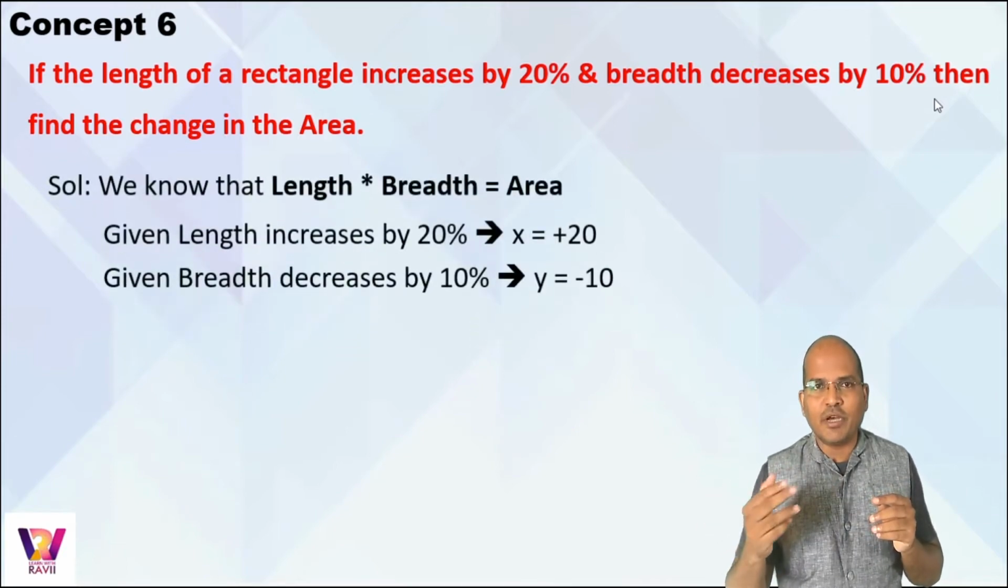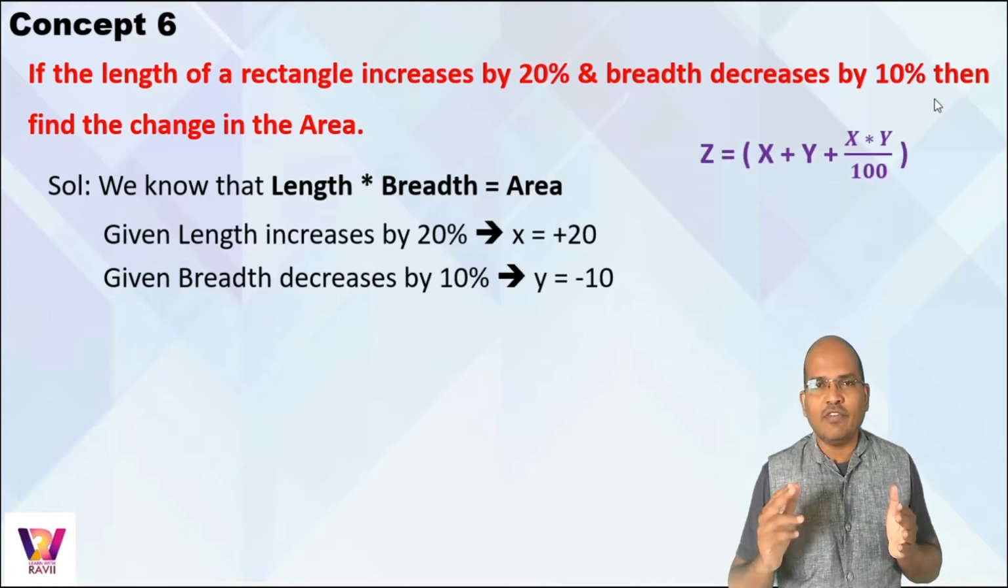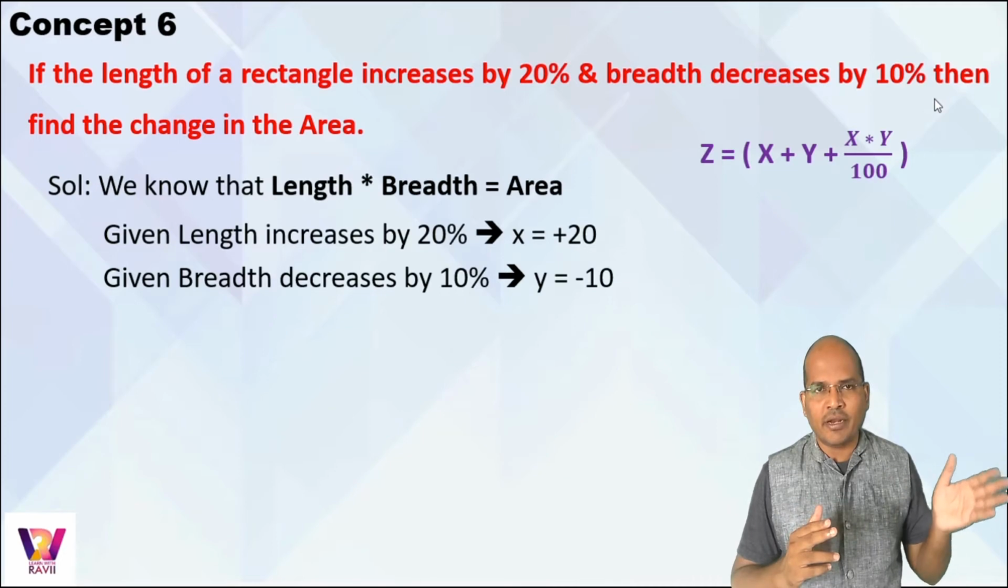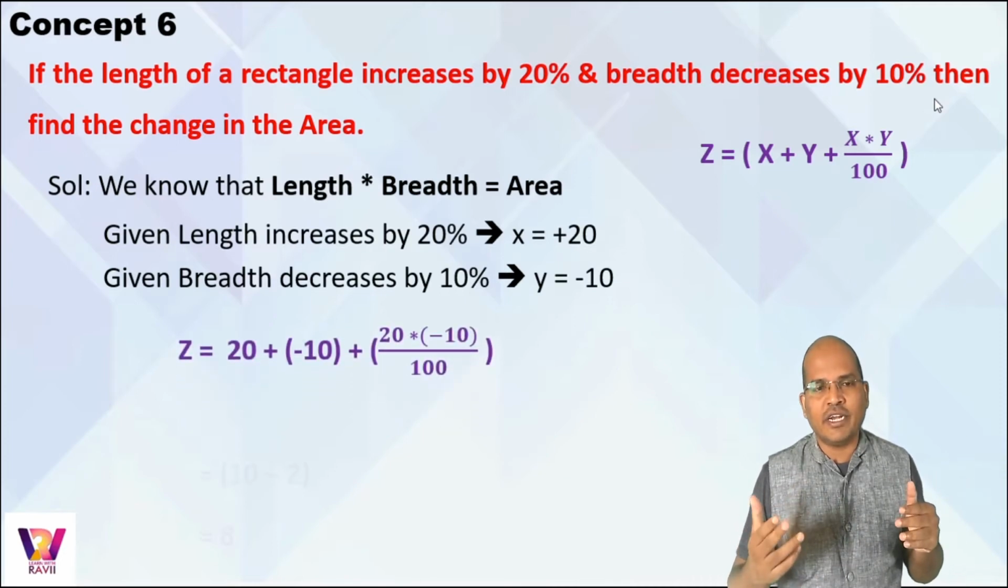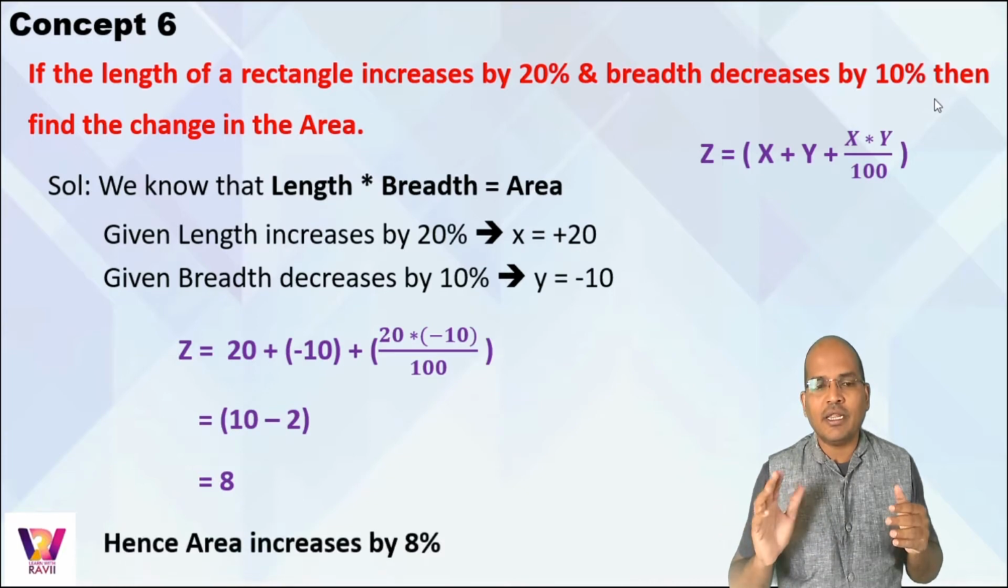So we observe that length into breadth is area, length increases by 20, so X is plus 20, breadth decreases by 10, so Y is negative 10. Now put in the values of X and Y in the formula, that is X plus Y plus XY by 100, we get the value of Z, and the value of Z is found to be 8%. So it means that the area gets modified by 8%.